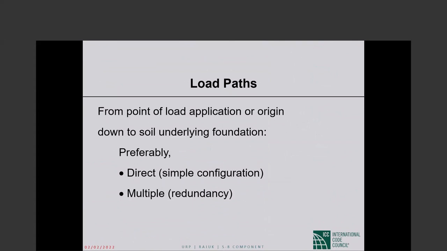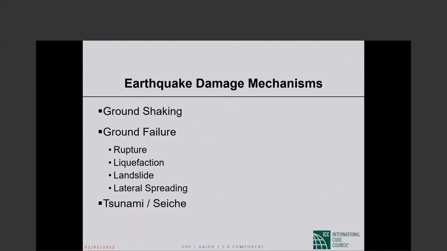Preferably, our load paths should be direct. That is more important than you think. Load path should not be convoluted. The more direct the load path, the better off you are in seismic situations. And also very, very preferably multiple load paths. Something happens to your primary load path, something will have to take its place. Okay, multiple load paths. That is the concept of redundancy. So the load path should be as direct as possible, and we preferably should always have multiple load paths.